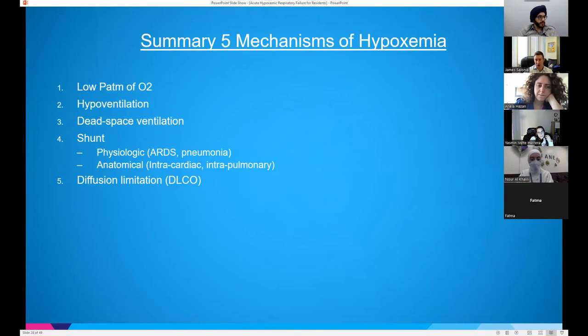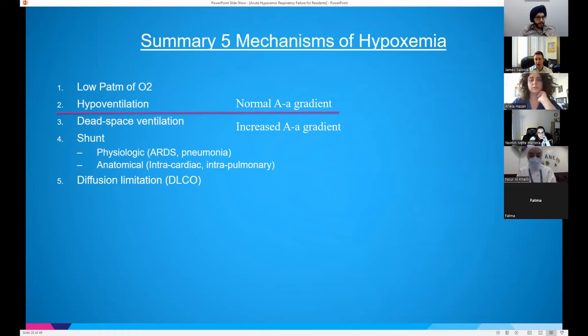All right, we are just about done. I'm going to give you 10 minutes of extra time to summarize. The big ones being shunt, dead space, diffusion limitation. AA gradients, although not used as frequently as they should be, can help to differentiate between the two. Remember, when you're having hypoventilation and low PO2, you tend to have a normal AA gradient. When you have dead space, shunt, or DLCO limitation, you have an increased AA gradient.